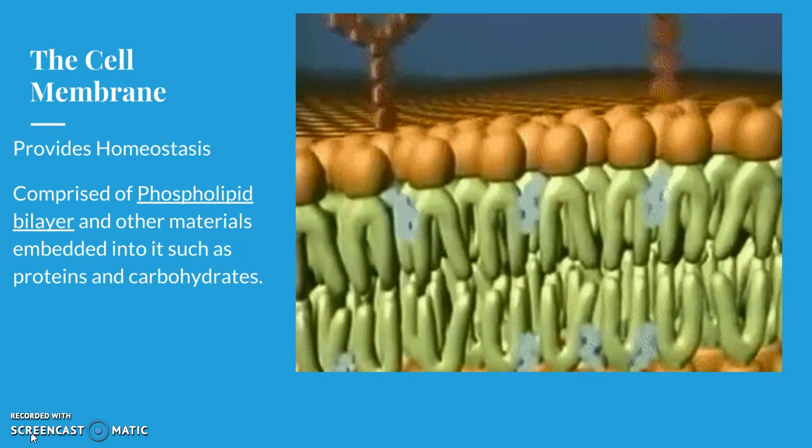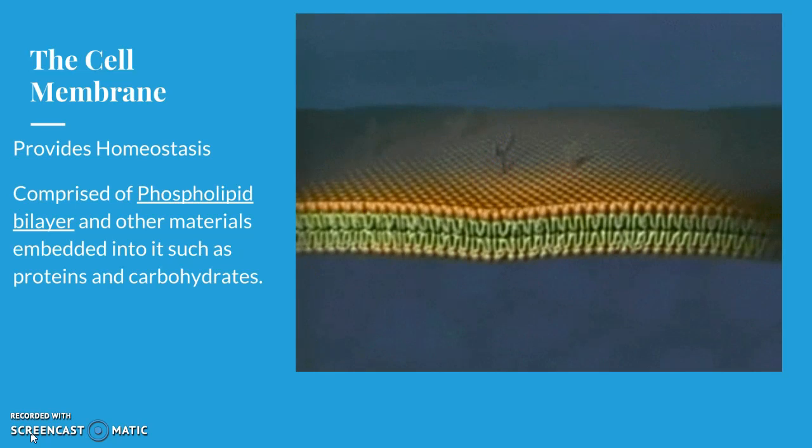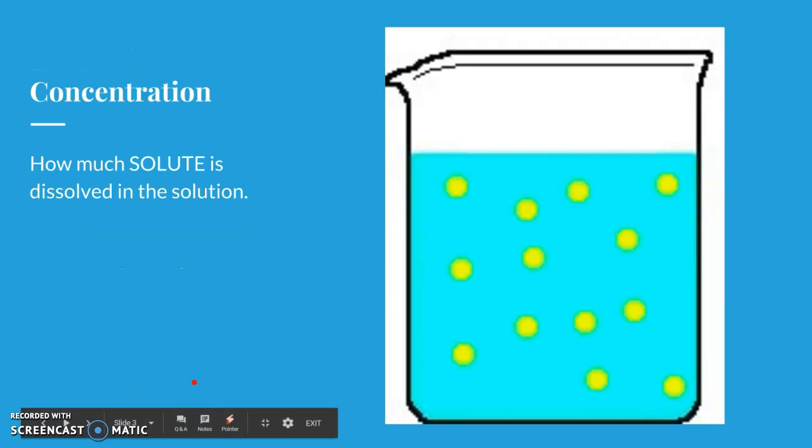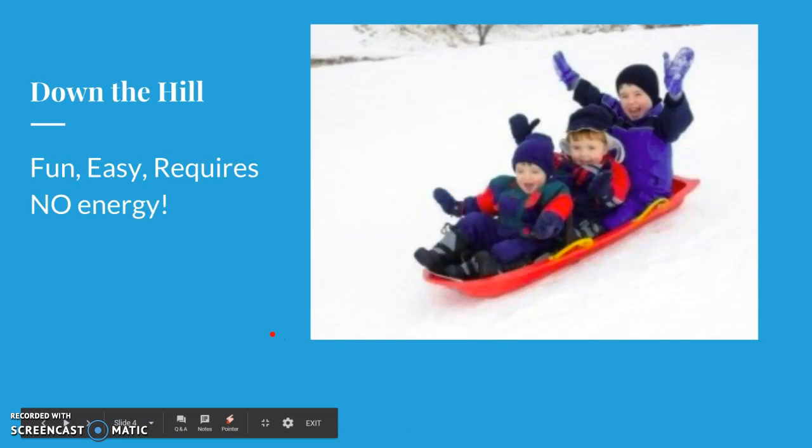And also, you do have to remember that when we talk about cell transport, it's really important to know what concentration is. And concentration is just the amount of solute, or the dots, that are dissolved within a solution. So knowing those two things, active and passive transport is kind of like sled riding.